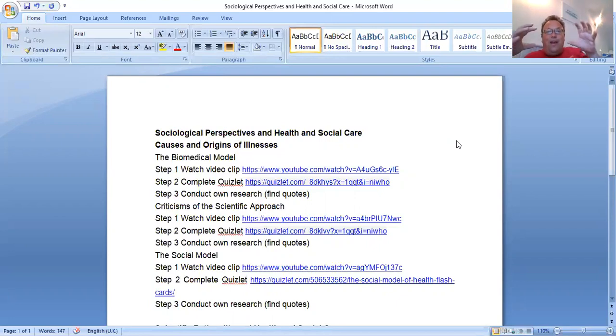The heading is sociological perspectives of health and social care. This document acts as an instructional guide. The first heading is causes and origins of illness. Looking at the specification, it looks at the impact of science rationality in the process of causes of illness. So we start, and what I would suggest is your first heading should be the biological model.